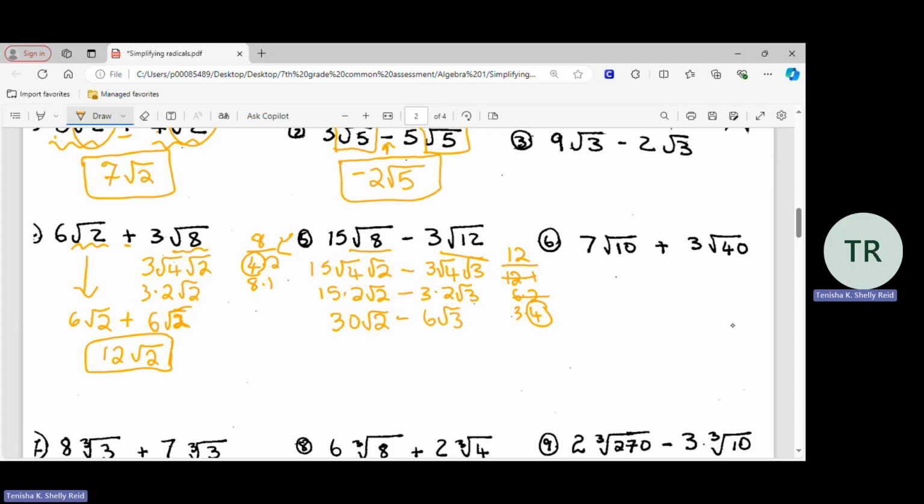Now, I still look. This is a square root of 2, and this is a square root of 3. Are they like terms? No, because they are not like terms. I can't go subtracting the 30 and the 6. Therefore, I am actually done. Everything was simplified. I am good to go.